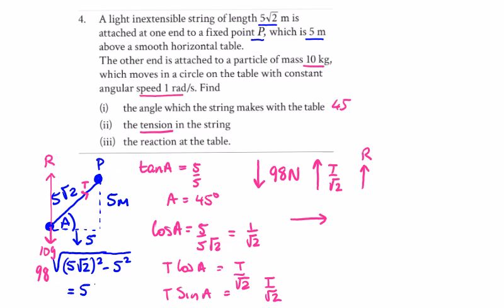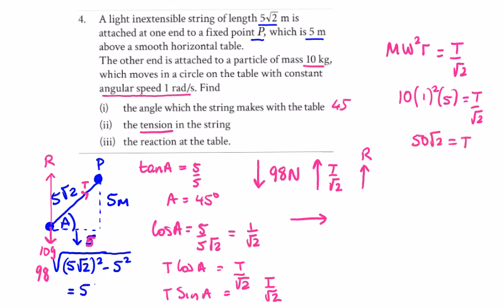We have the speed in radians, the angular speed. So we have omega. So we're going to use m omega squared r. That's going to be equal to T over root 2. That's all that's going in that direction. So the mass is 10, by the angular speed, which is 1 squared, by the radius, which is the 5 that we worked out down here at the beginning, is equal to T over root 2. The left hand side is going to give 50, so 50 root 2 is equal to the tension.